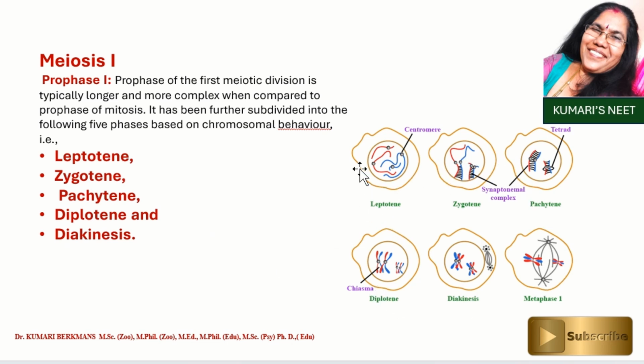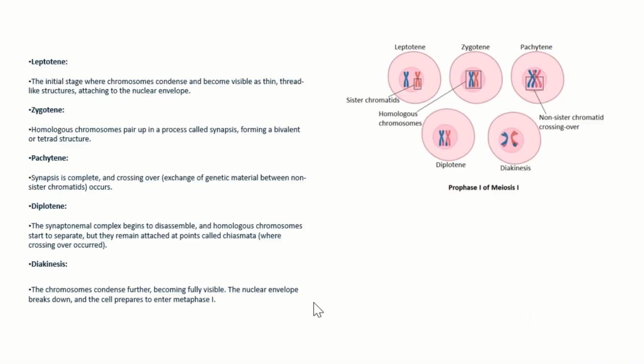I told you the first phase is leptotene, second one is zygotene, third one is pachytene, fourth one is diplotene and the diakinesis. Okay, what is happening at these stages? See, in leptotene you can see this is the cell and the cytoplasm, and you can see the nucleus. And I already told you in mitosis there are 23 pairs of chromosomes present in which cell? The somatic cell, isn't it?